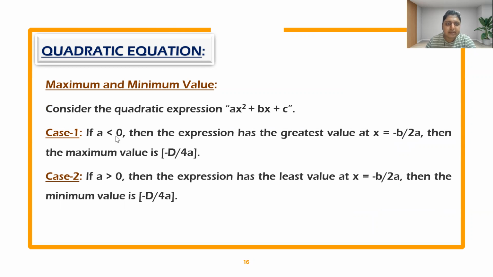So these are the expressions. If a is less than 0, the greatest value is at x equal to minus b upon 2a, as we have discussed earlier, and the maximum value is y equal to minus D upon 4a. And if a is greater than 0, it opens upwards, so it will give the least value at x equal to minus b upon 2a, and the minimum value is y equal to minus D upon 4a. This is an expression that we have to learn, as it gives directly the maximum and minimum value of a quadratic equation or expression. All students should always remember to learn it.